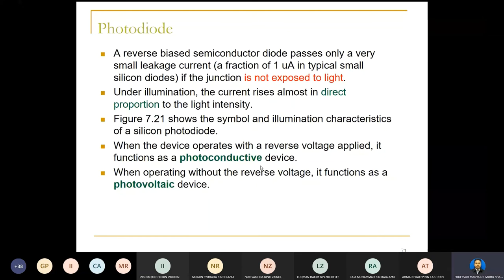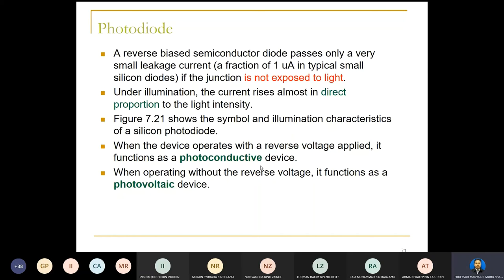Okay. So next we go for the photodiode. The reverse bias semiconductor diode passes only a very small leakage current, a fraction of 1 microampere in a typical size silicon diode if the junction is not exposed to the light. Okay, so this one is to measure the light. So under illumination, the current rises almost in direct proportion to the light intensity.